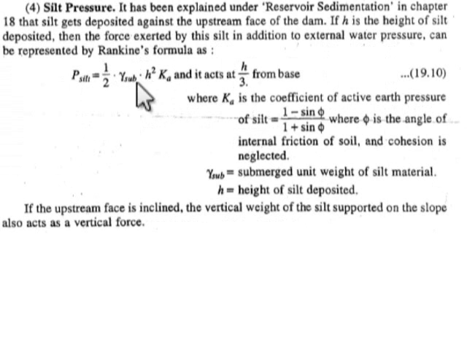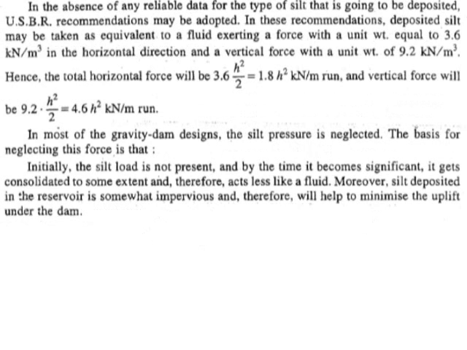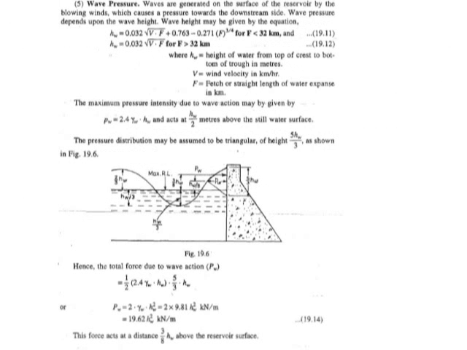How do you calculate the silt pressure? You can calculate the silt pressure by using this formula directly. This is the coefficient, and you calculate it like this. In this way you can calculate the forces acting on the dam. After that, wave pressure. This is the wave pressure. You just pause the video and read it yourself and you can easily calculate the wave pressure.